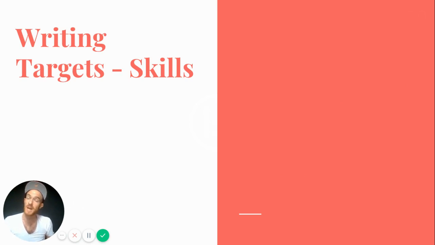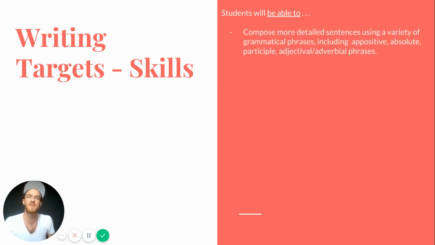Writing target skills. We got a lot of skills that you will have by the end of this unit. So I'm going to go through them quickly. Main thing I want to impress is that you are going to be picking up a lot of tools that are going to be very valuable to you as a writer during this unit. You're going to be able to compose more detailed sentences using a variety of grammatical phrases, including appositive, absolute, participle, adjectival, and adverbial phrases. Don't worry about that. I call those the 5 brushstrokes. We'll get into that very soon.